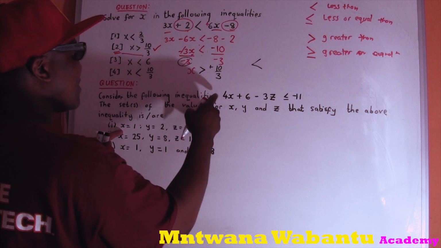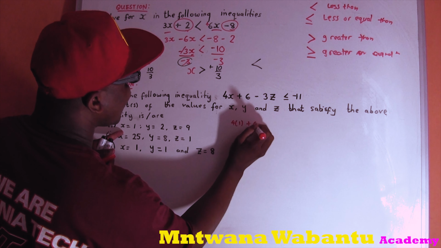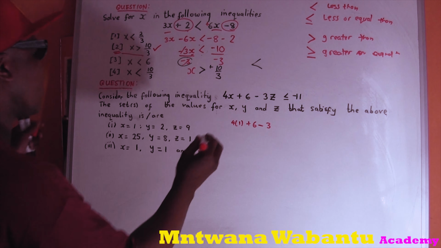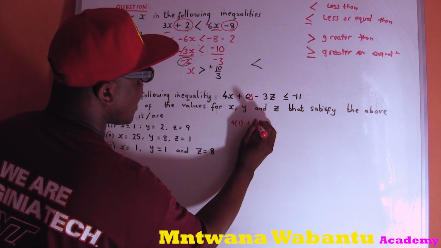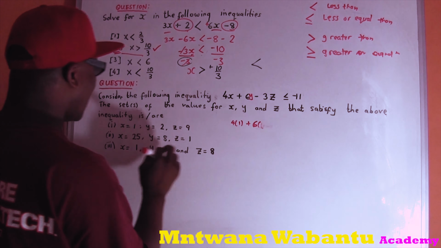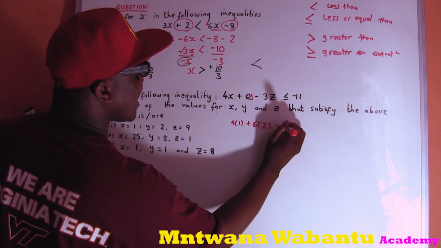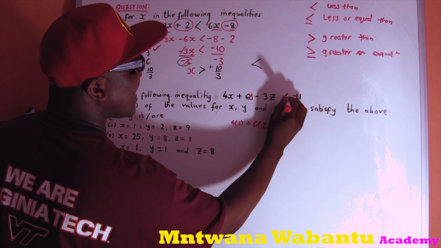So x equal to 1 means here is going to be 4. X is 1 plus 6 minus 3. Let me check first. Is it 6 or 6y? 6y, my apologies. It's 6y. I copied wrong here. So 6 and then y. What is the y? Y equal to 2 and then minus 3. Now what is our z? Z equal to 9. So we want to see if it's going to be less or equal to 11.